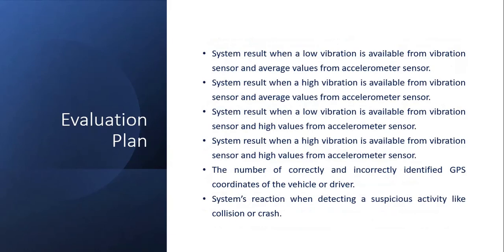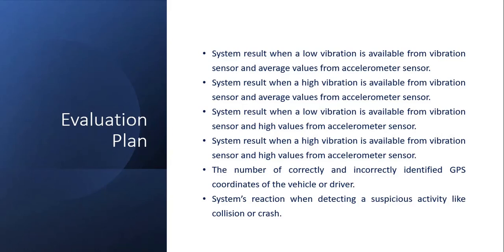If we consider the accident alert module, in order to have a suspicious activity of an accident, the vibration sensor also has to give a high value and the accelerometer sensor has to give high values with a drastic change. So these are the key points.